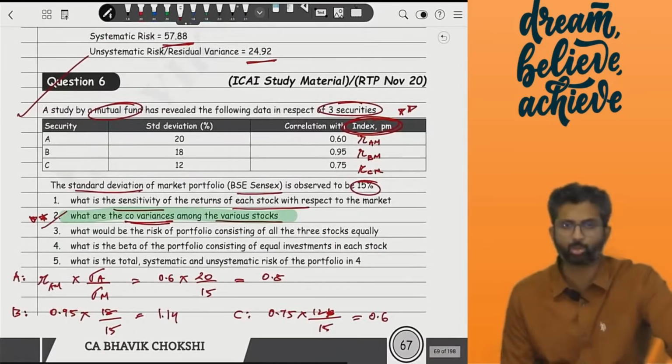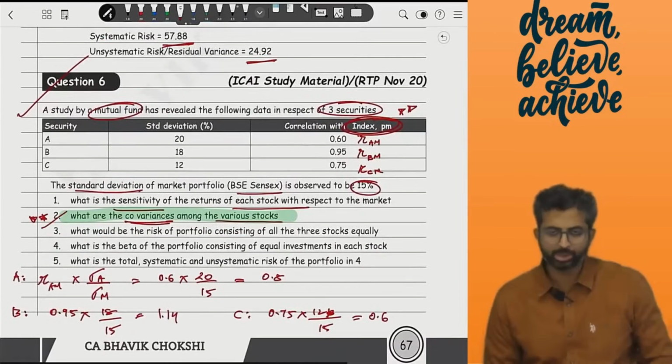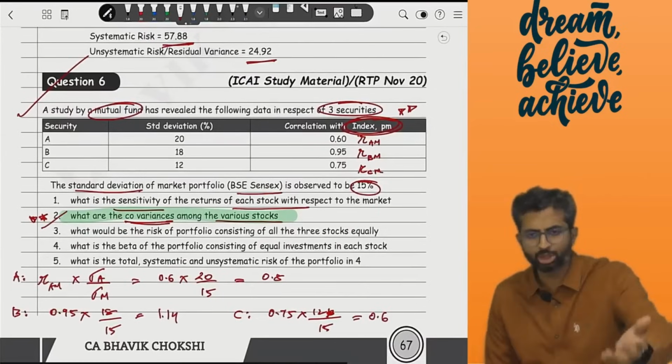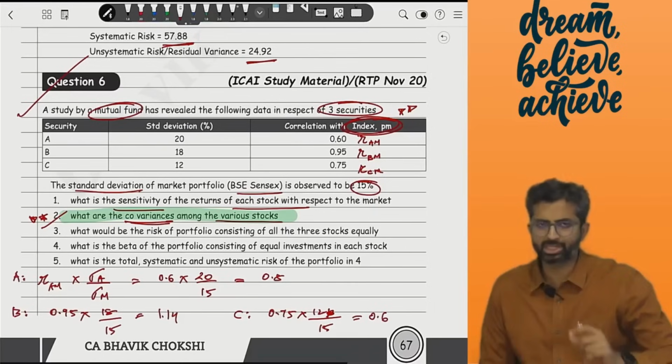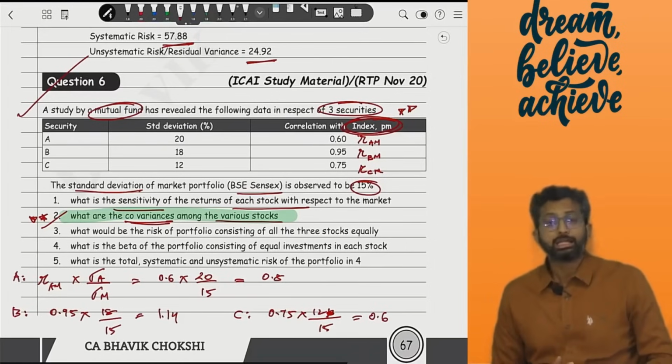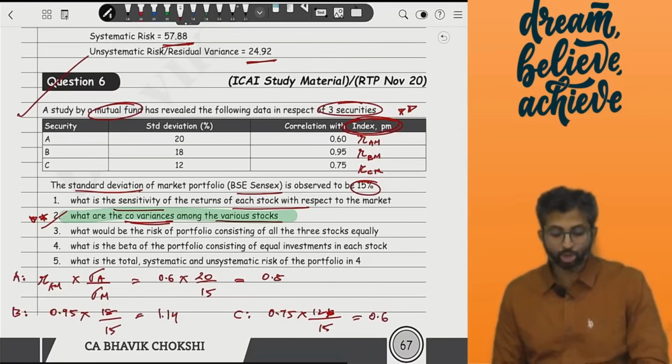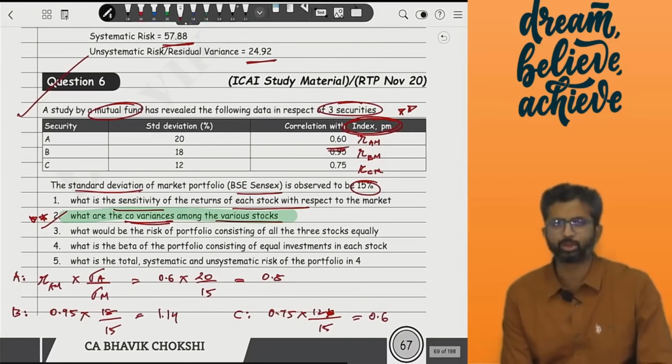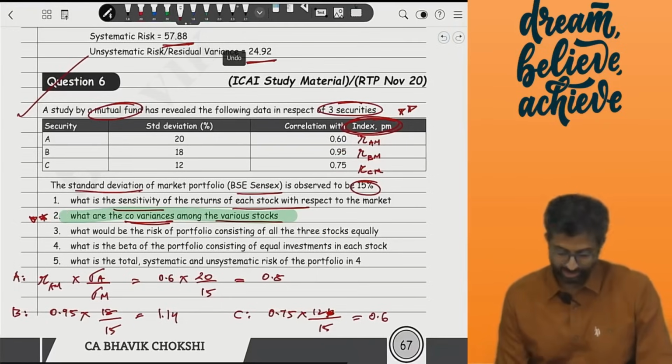This is an important working to know when to use the correlation xy is equal to covariance upon standard deviation x, standard deviation y, and when to use this beta formula. In this particular case, you are able to use it because the question requires you to find the covariance of xy and not x and the market. If they had asked you x and the market, we can directly use this 0.6 and find the answer.